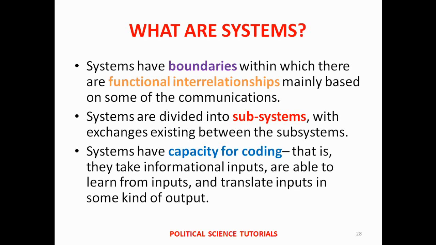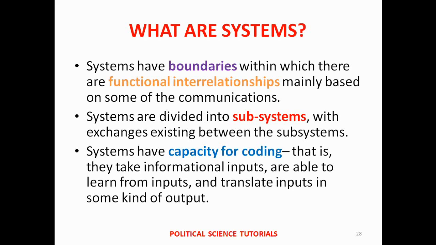For example, economic system, political system, social system, etc. have their own boundaries, but those are functionally interrelated. Economic activities may affect the political system, or social activities may affect the political system, or in other ways, and their relationship is based on some communications. So here two main points are functional interrelationship and communication.